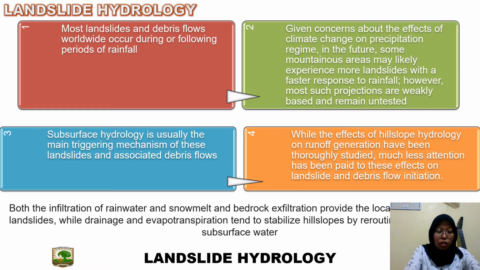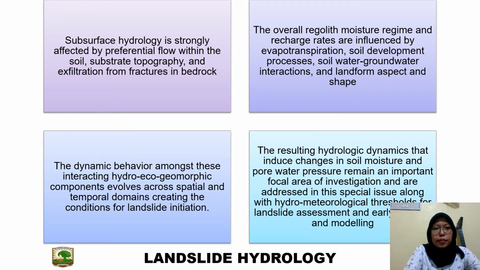Both the infiltration of rainwater and snowmelt and bedrock exfiltration provide the local trigger of these landslides, while drainage and evapotranspiration tend to stabilize hill slopes by rerouting and removing subsurface water. Next, subsurface hydrology is strongly affected by preferential flow within the soil, substrate topography, and exfiltration from fractures in bedrock. The overall regolith moisture regime and recharge rates are influenced by evapotranspiration, soil development processes, soil water-groundwater interactions, and landform aspect and shape.